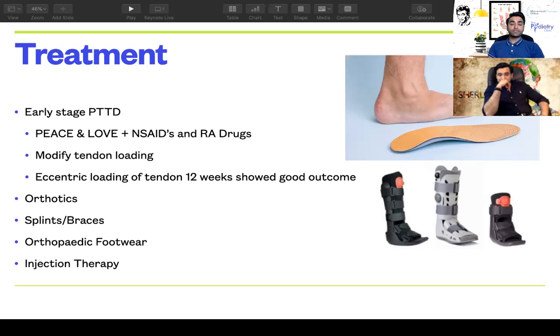Orthopedic footwear is something I use a lot with my demographic of patients, because if they have other deformities and I need to give a good thick functional orthotic, they can't fit it into their normal shoes.